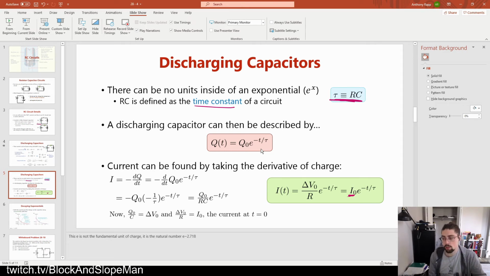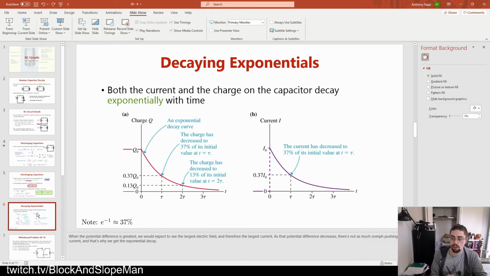Now, if it's been a little while since you've looked at exponential equations, this is the kind of graph that we're expecting to see. By the time we hit 1 tau, we are down to only 37% of our initial value. That is, once we hit tau, the current or the charge is 37% of what it started with. And then it just keeps going down from there. And that's also why we see this very, very long tail, that very long time to go from 8 to 9 volts, whereas the first 1 through 7 were instant, right? Or very nearly instant.